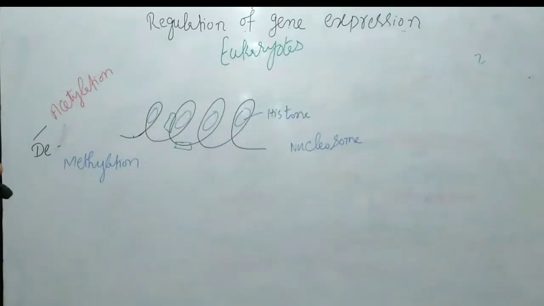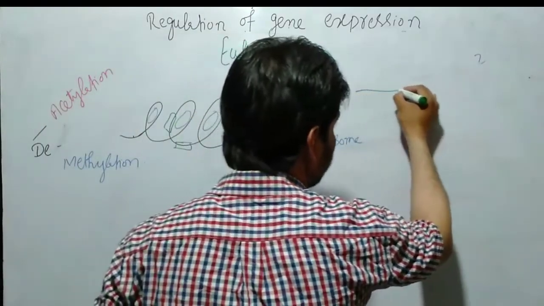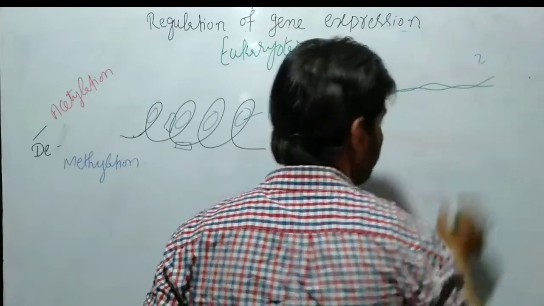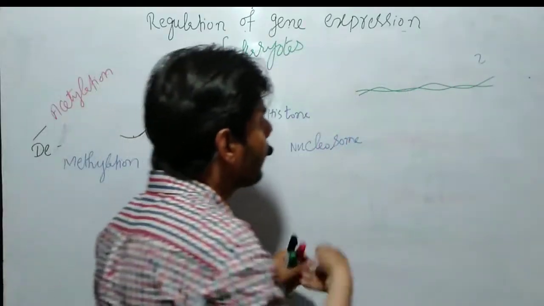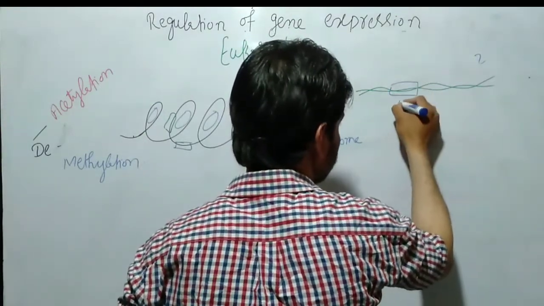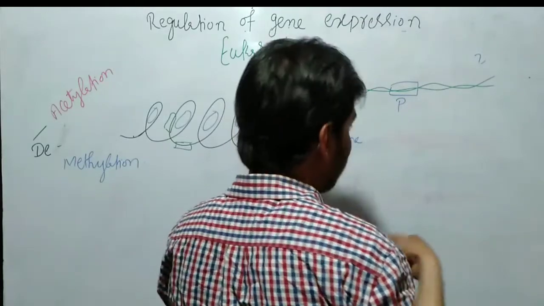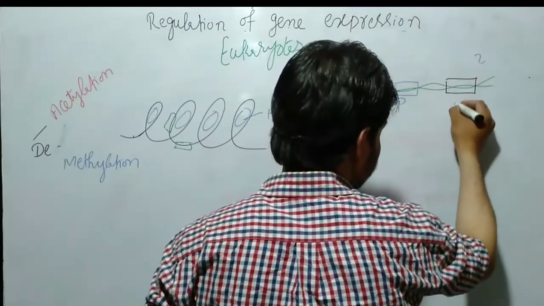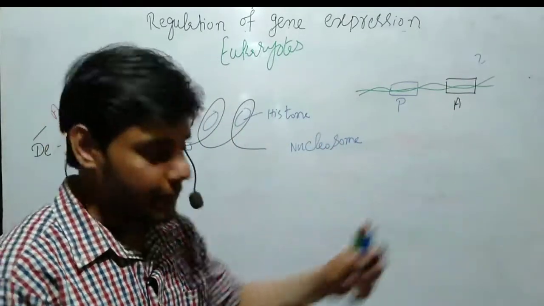Let's suppose we have the DNA in a linear form. Mostly DNA is double stranded. Then we have one particular area which we call the promoter, and this promoter can control one gene. Let's suppose this gene is A.